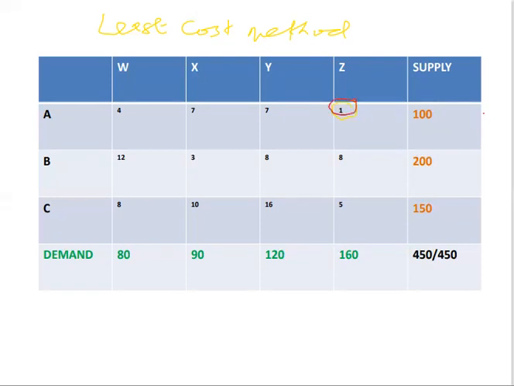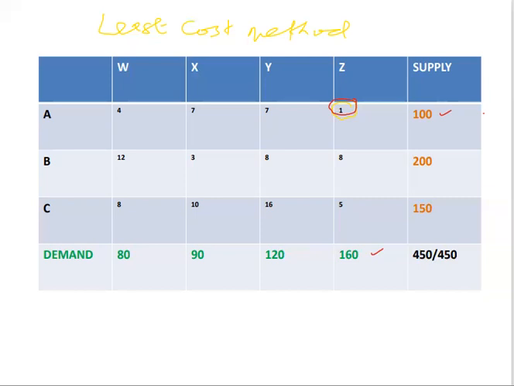Now, the least cost belongs to A, and it also belongs to what? Z. That is where we have the least cost. On the row, it belongs to row A. On the column, it belongs to column Z. Under the row A, look at the total quantity. What is the supply quantity? 100. Under the column Z, what is the demand quantity? Look at the total quantity demanded, 160.